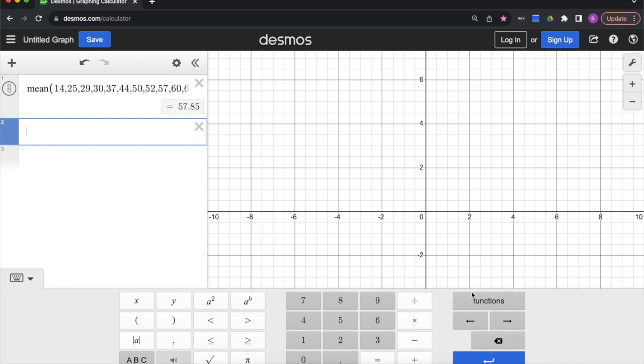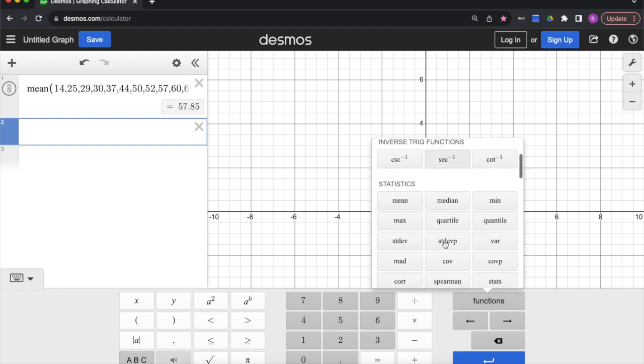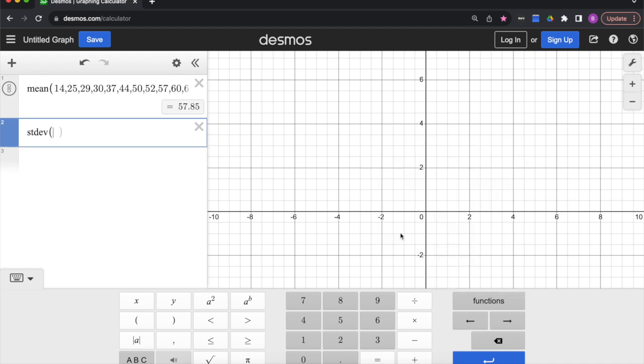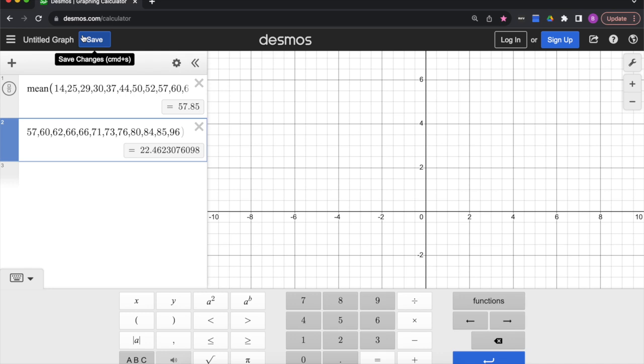Now we're going to do the same thing to find the standard deviation. Again, I have my data already copied to my clipboard. So I'm going to go down, and we want to go to stdev, which is the function for standard deviation. Desmos is pre-programmed, so it will do the calculation for you. If you want to challenge yourself and try it yourself, I do recommend it, but you don't have to. And there's our standard deviation.